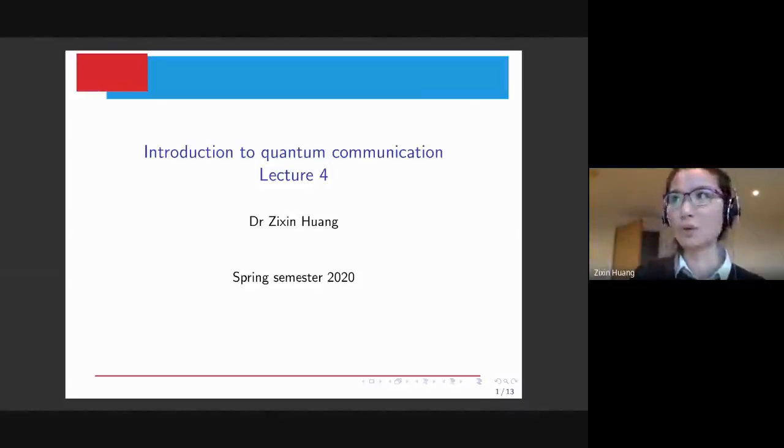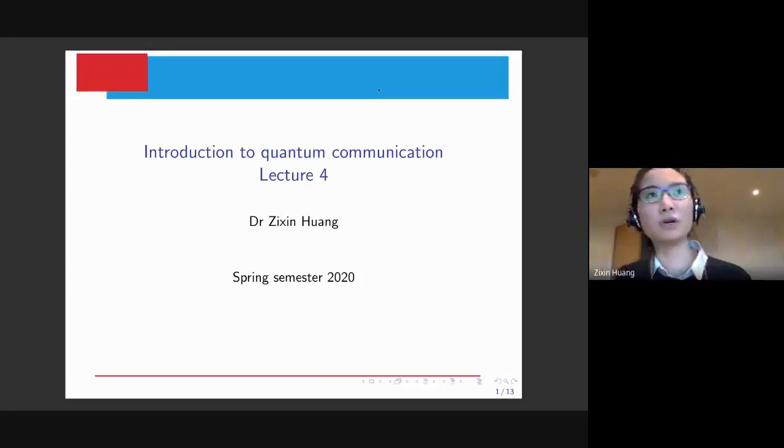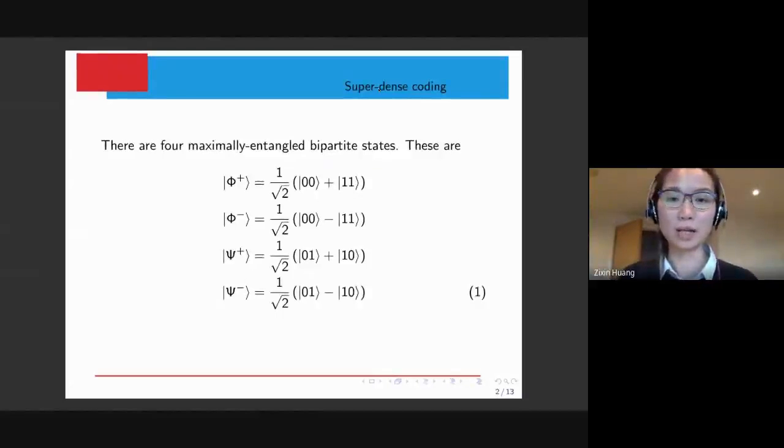So today we're talking about two very important quantum protocols, and these are superdense coding and quantum teleportation. These are protocols which are enabled by shared entanglement between the two parties which are trying to communicate.